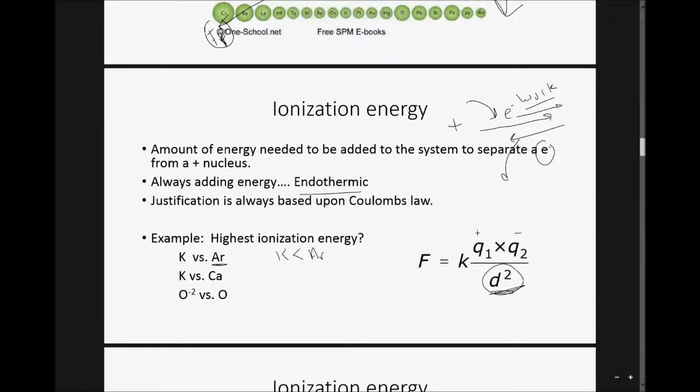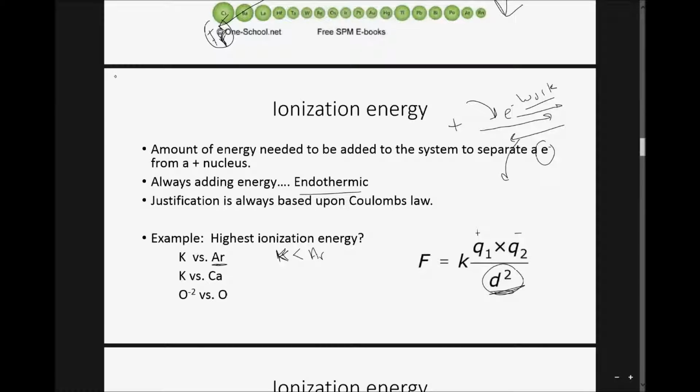You don't want to get caught up in the trap of saying, oh, argon's a noble gas, it's more stable, it's happier. Never want to say that. You'd want to say, well, its electron is closer to the nucleus. Therefore, it has a larger Coulombic attraction and is more difficult to remove.